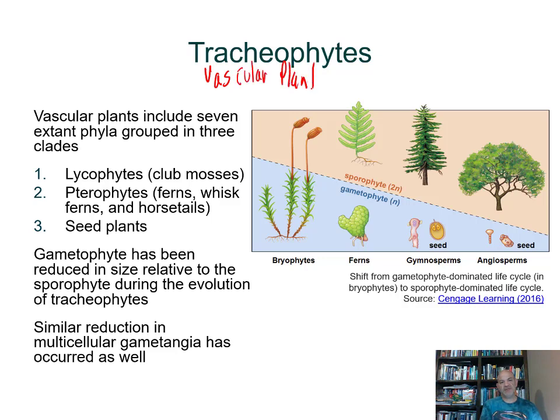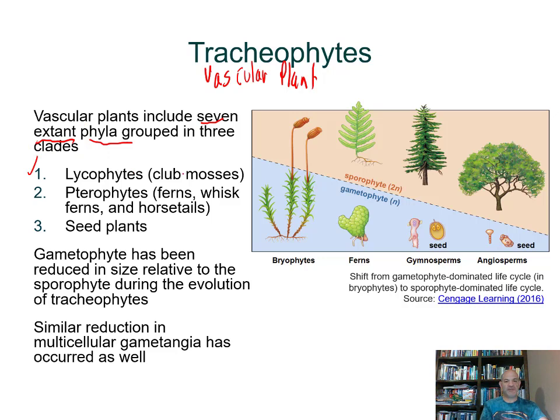Vascular plants have vascular tissues. So the vascular plants are going to include 7 phyla. Extant means still living. Other phyla have gone extinct, like Rhiniophyta, known from fossils. Okay. And there are 3 big groups.